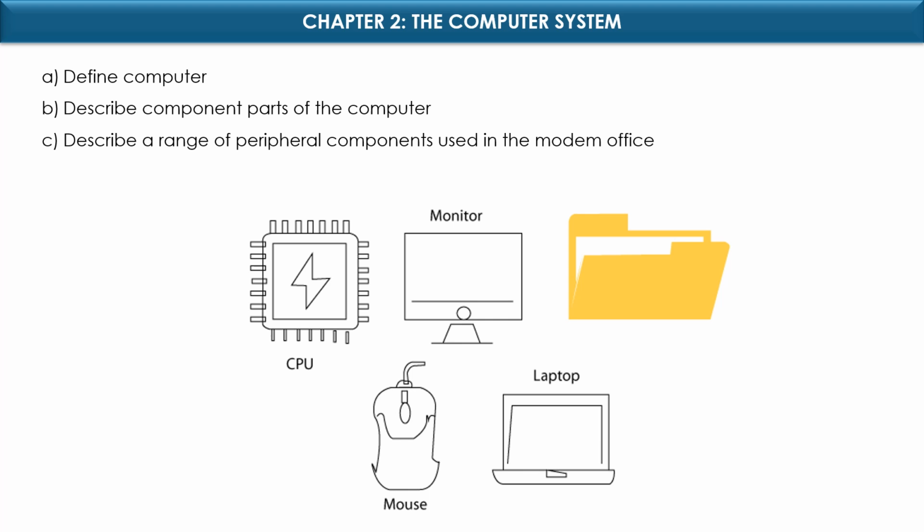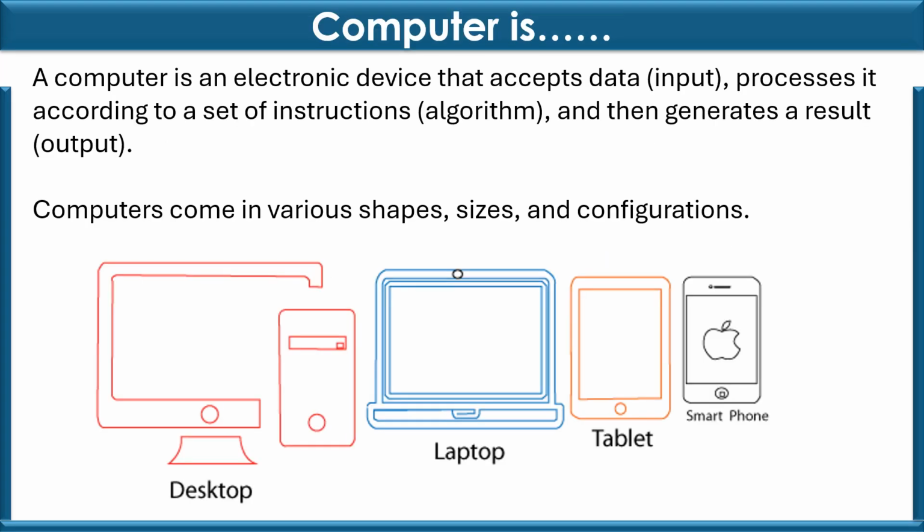As you can see there, we have an image of a CPU, a monitor, a laptop, a mouse, or even a file explorer. So basically, that's some of the things that we'll try to touch. Firstly, let's look at what a computer is. A computer is an electronic device that accepts data or input, processes it according to a set of instructions or algorithm, and then generates the results as output. So that's what a computer is.